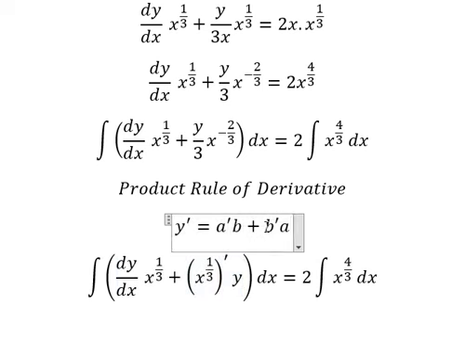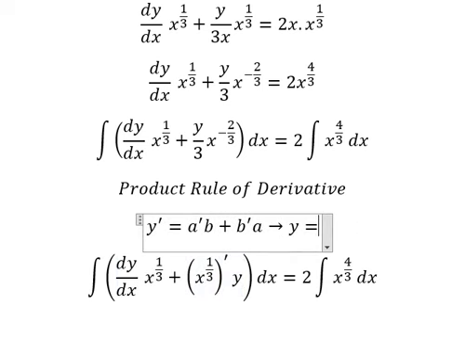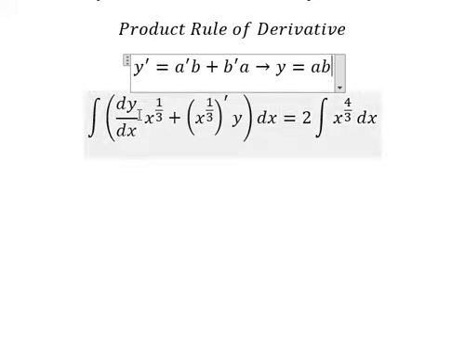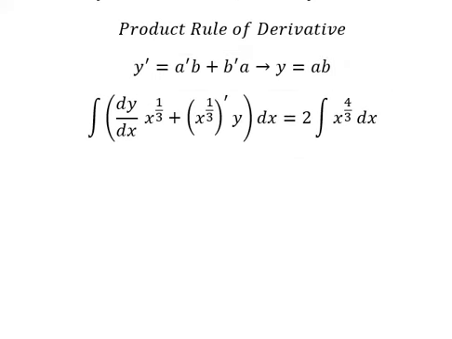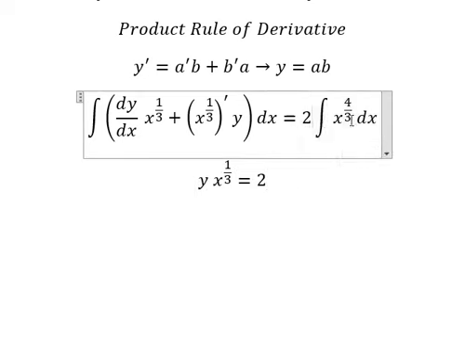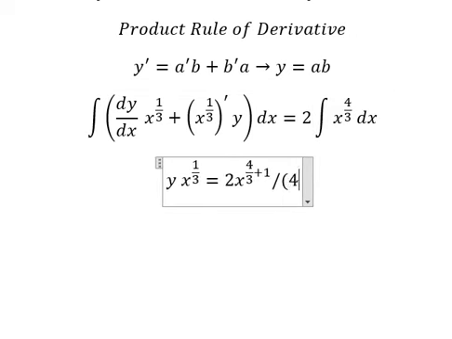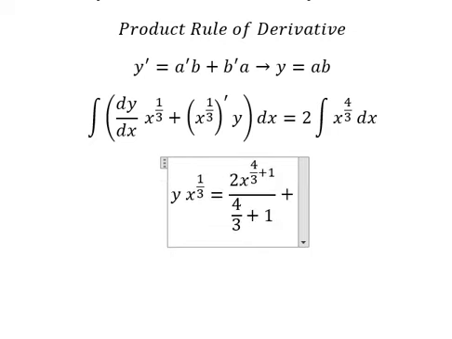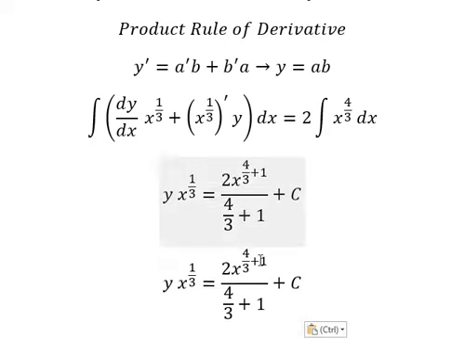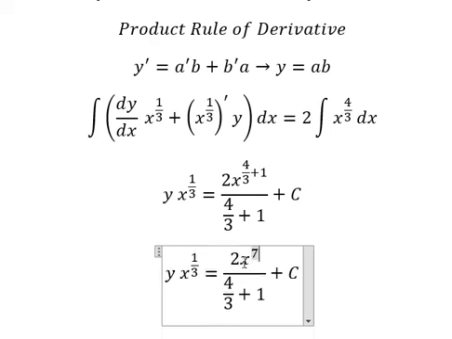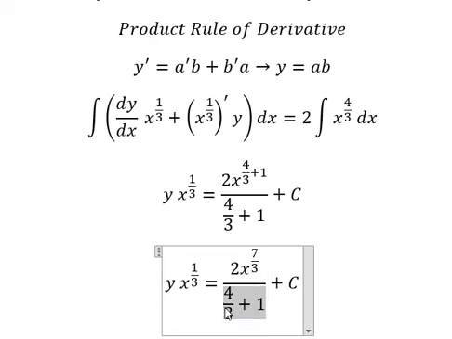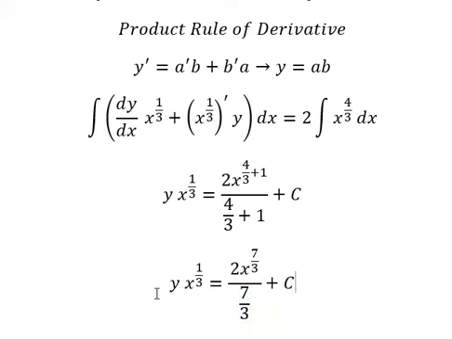If we do this integration, we have y equals ab. So the integration of this one, we have y multiplied by s to the power of 1 over 3. The integration of this one, we have 4 over 3 plus 1 over 4 over 3 plus 1, and I will put c. This one we have 7 over 3. And this is the final answer. This is the end.